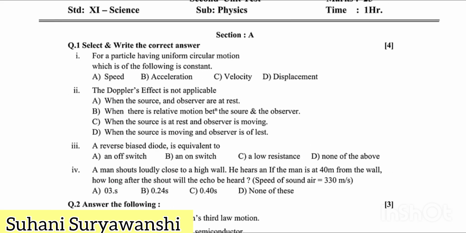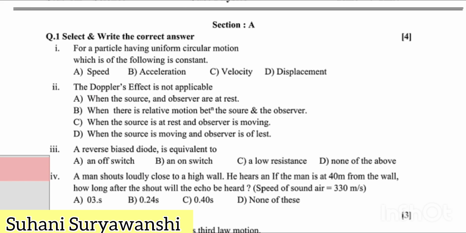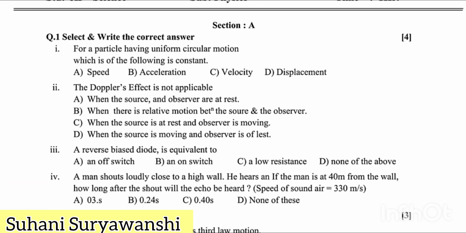Question number 1: you have to select and write the correct answer. It's for 4 marks and you have been given 4 questions. The first one is, for a particle having uniform circular motion, which of the following will remain constant? Is it speed, acceleration, velocity, or displacement? You have to choose the correct answer and write it.